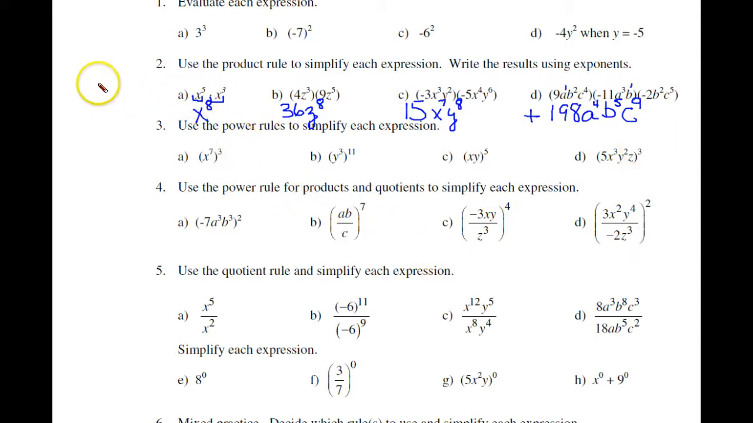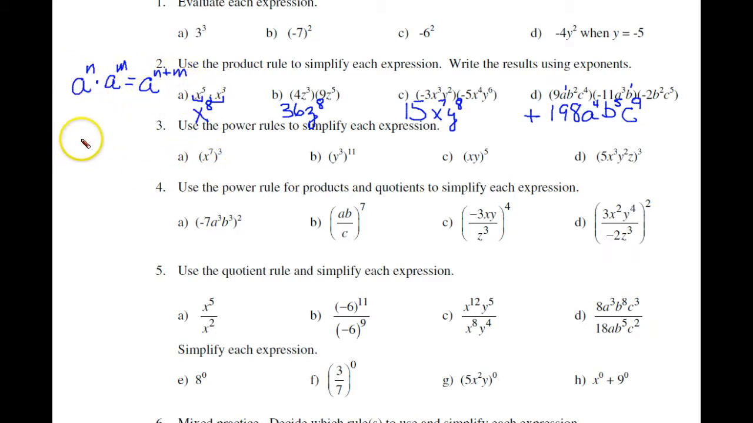So the rule, if you want to know the rule here, is a to the n times a to the m becomes a to the n plus m. That's the rule. You're going to add exponents.